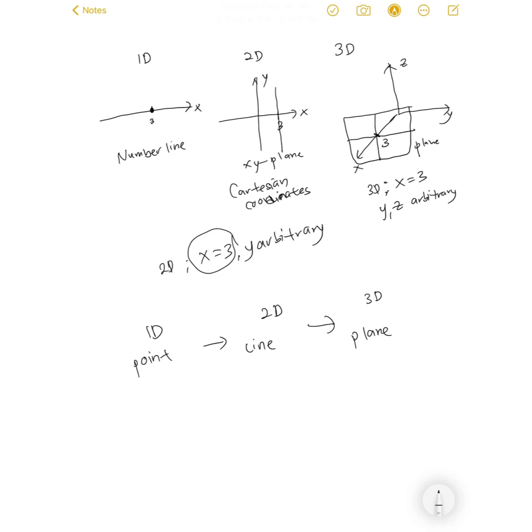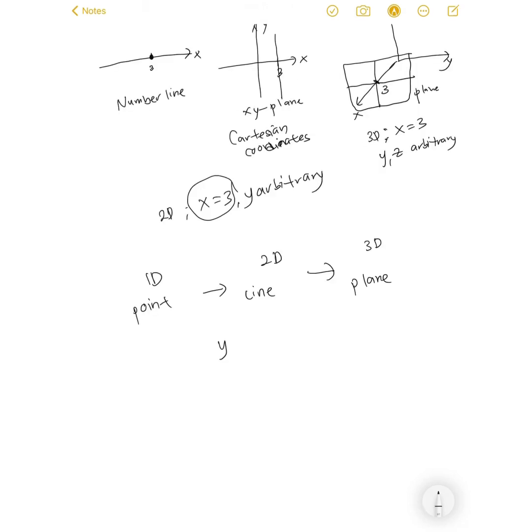Okay, how about if I have y equals x? How do I plot y equals x in 2D as well as 3D?